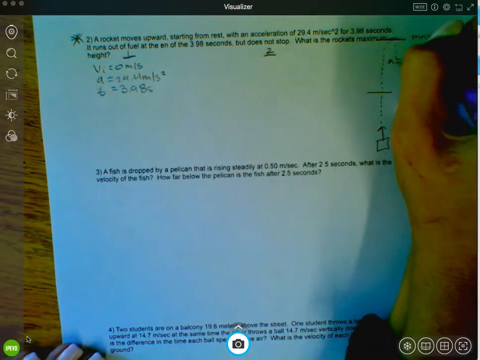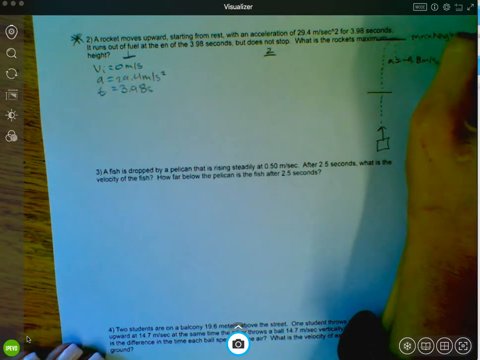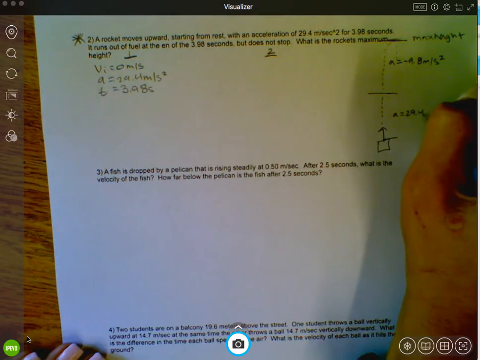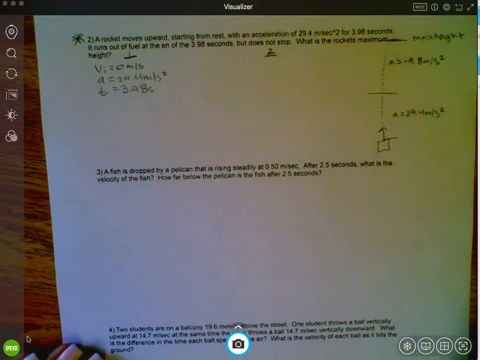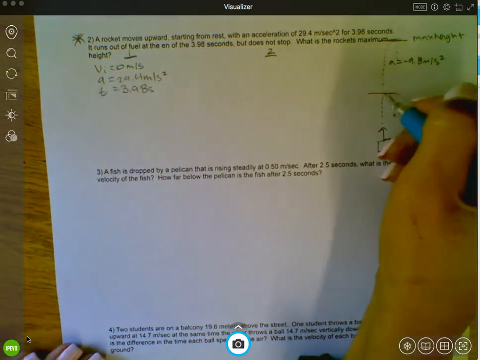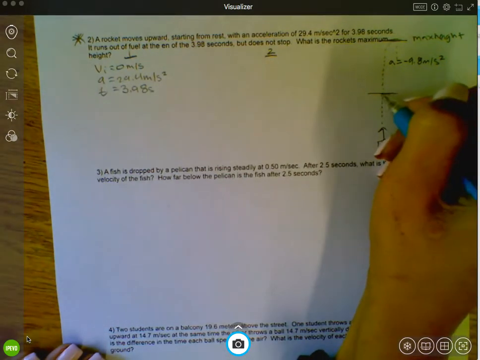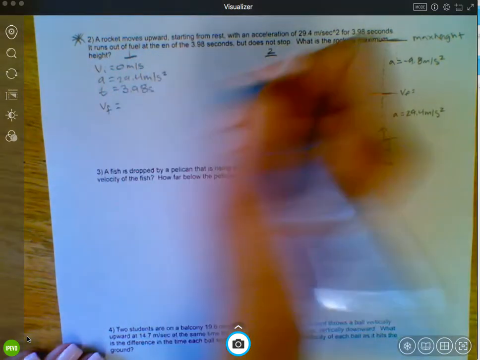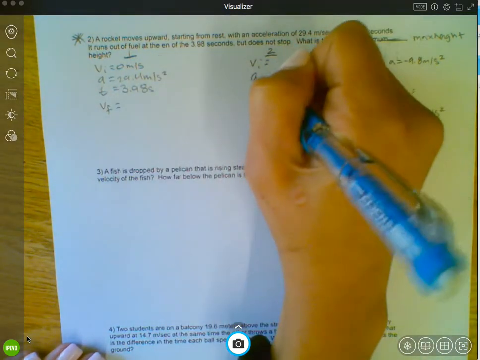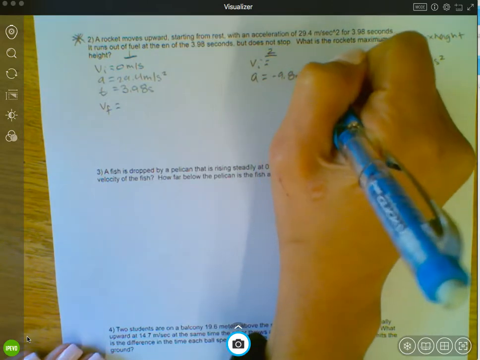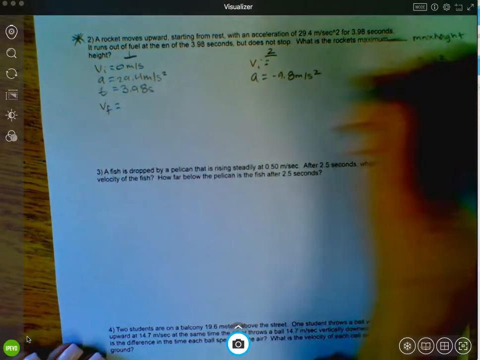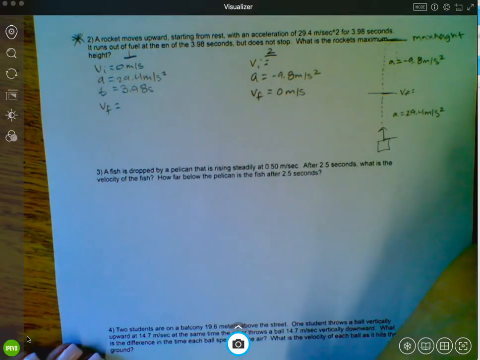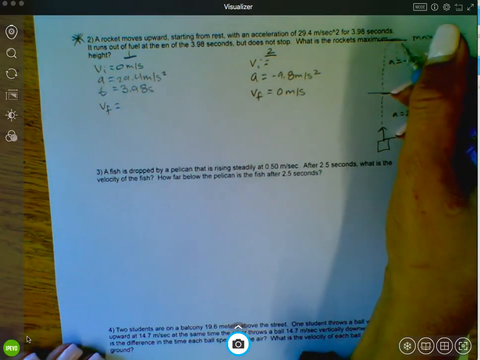So for this part, the a is just gravity. And for this first part, the a is the 29.4 from the thrusters. In part two, whatever the final velocity is for part one will become the initial velocity for part two. We know a is negative 9.8, and when it hits the max height it's going to stop for a split second, so the final velocity for part two can be 0.